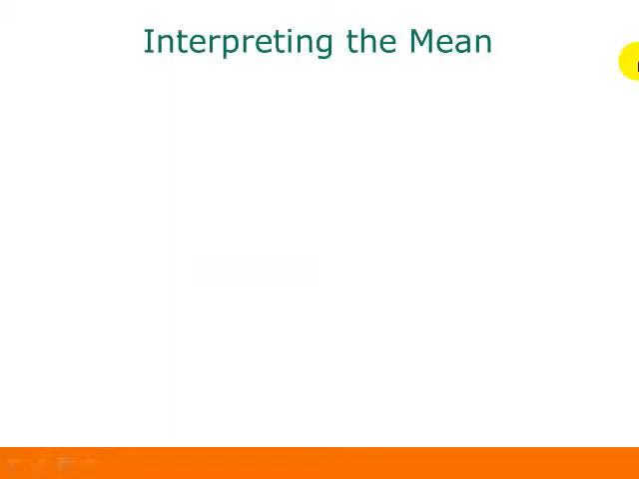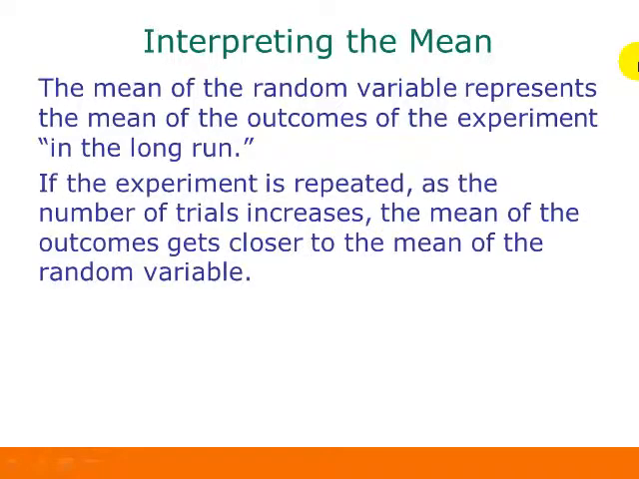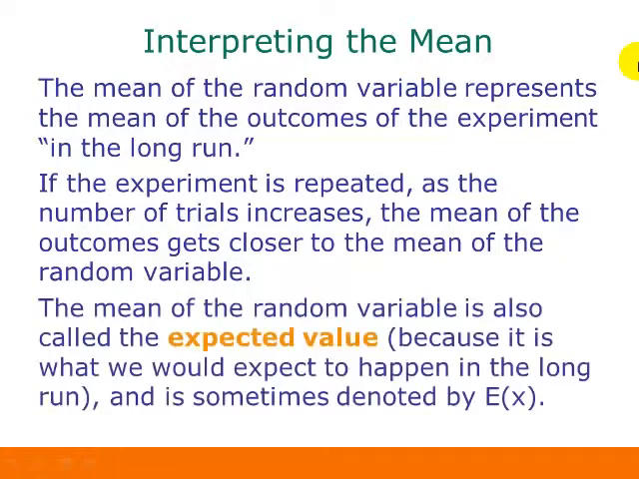Now the big question with the mean for a probability distribution is, how do we interpret it? So the mean of a random variable represents the mean of the outcomes of the experiment in the long run. If the experiment is repeated as the number of trials increases, the mean of the actual outcomes gets closer to the mean of the random variable. So the mean of the random variable is also called the expected value because it is what we would expect to happen in the long run, and it's sometimes denoted by a capital E of x.